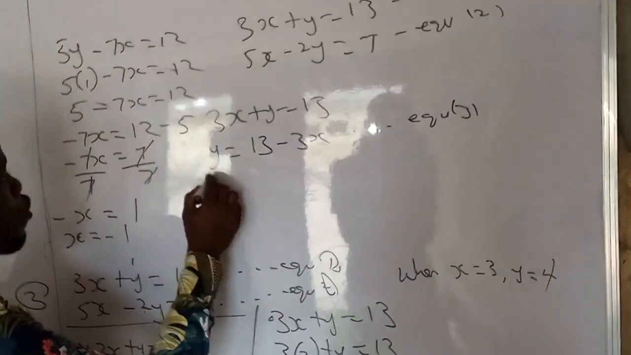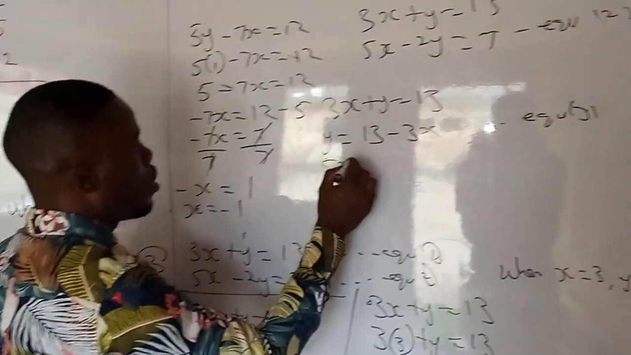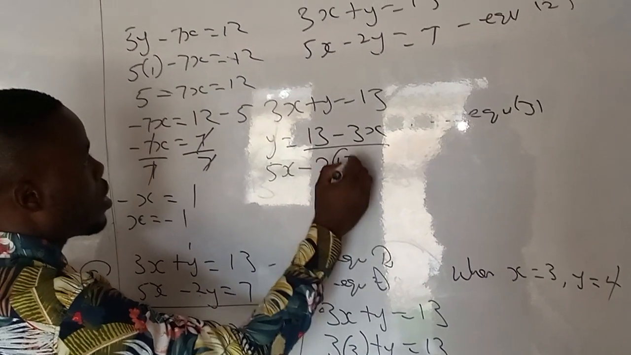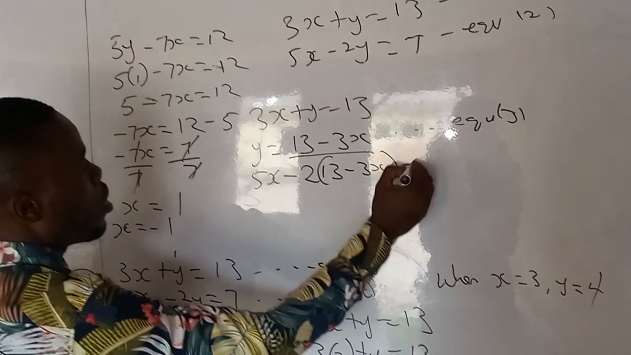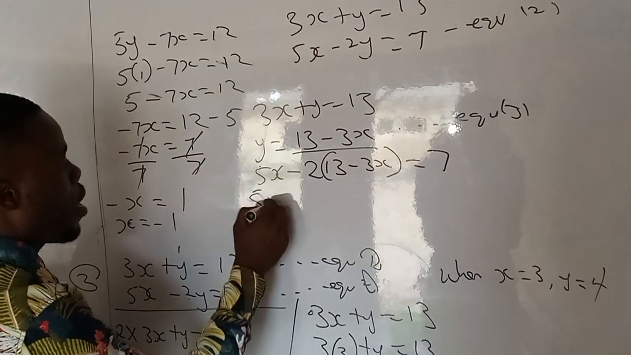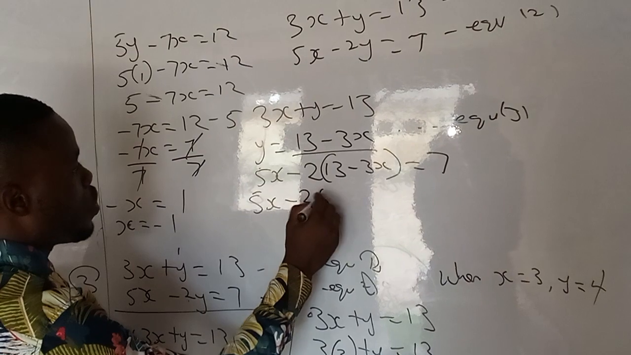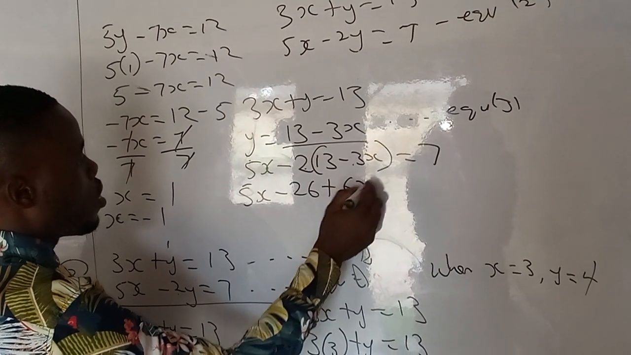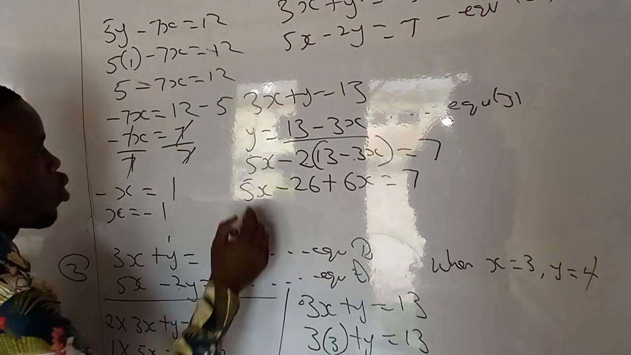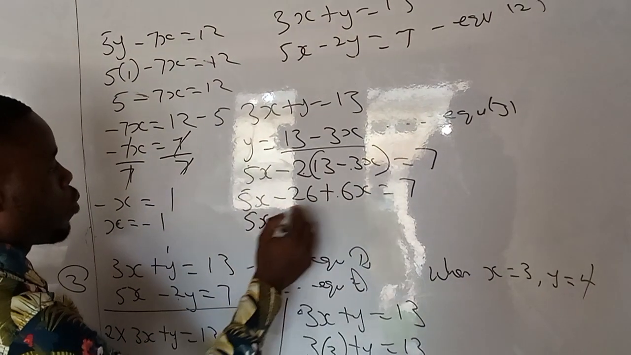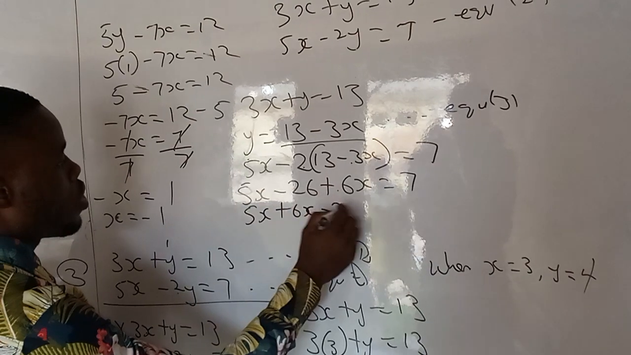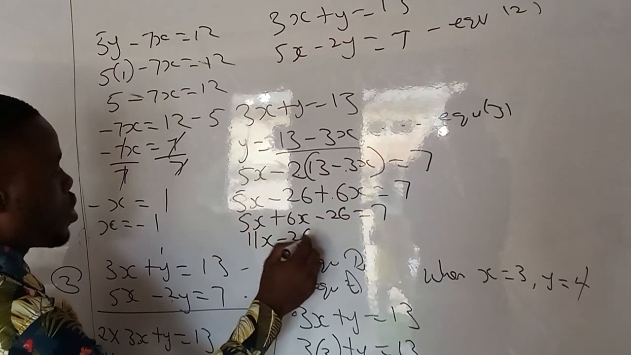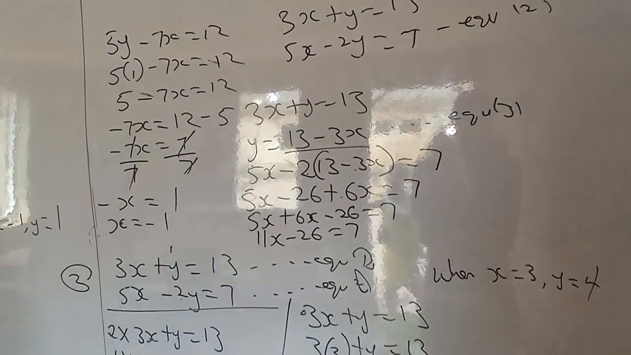So therefore, the second one is 5x minus 2. What is your y? Your y is this, in brackets, 13 minus 3x, equals 7. So 5x, 2 times this will give me 26. Minus times minus will give me plus. 2 times this will give me 6x equals 7. So I'm going to collect like terms: 5x plus 6x minus 26 equals 7. This will give me 11x minus 26 equals 7.